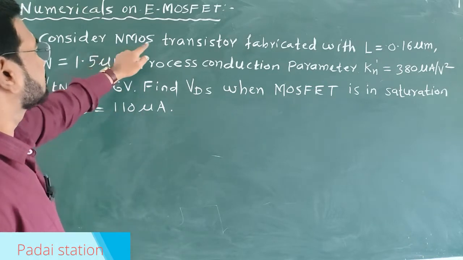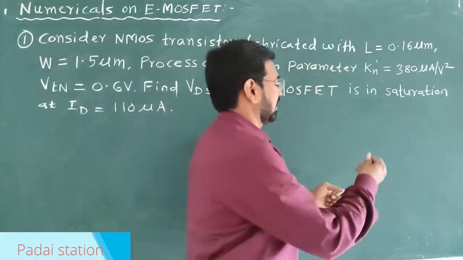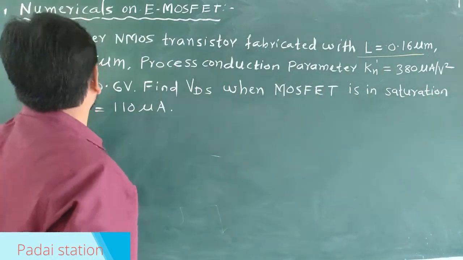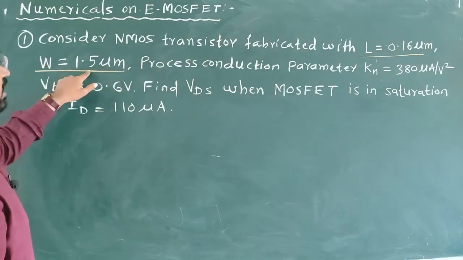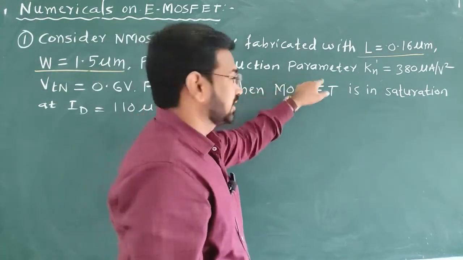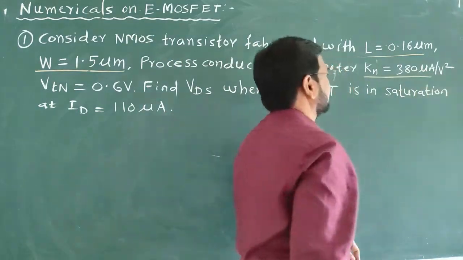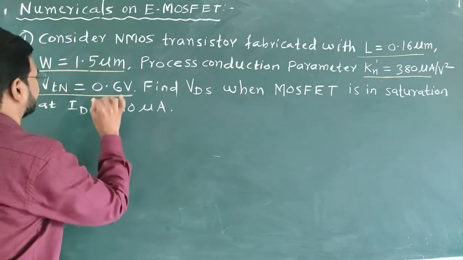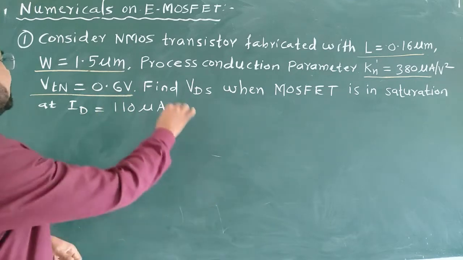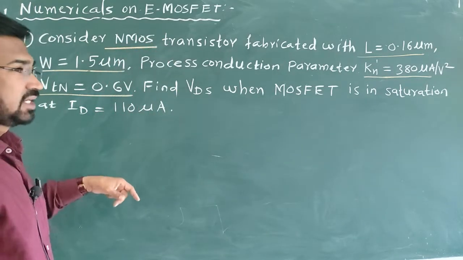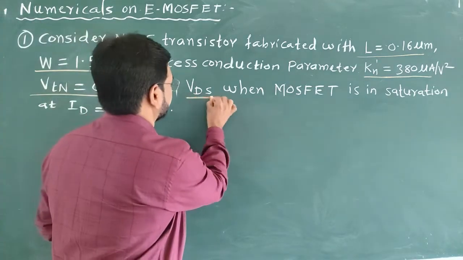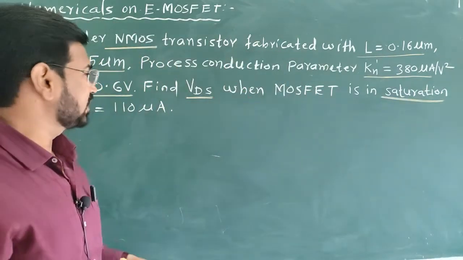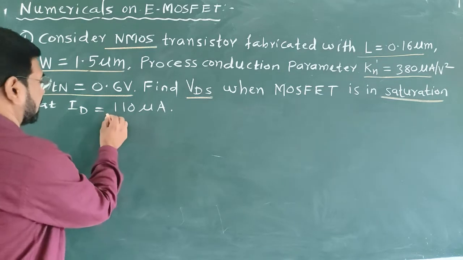Consider an NMOS transistor fabricated with L, the length of the channel, given as 0.16 micrometer, and width of the channel 1.5 micrometer. The process conduction parameter Kn dash is given as 380 microampere per volt square, and the threshold voltage Vtn is 0.6 volt, as it is an N-channel enhancement MOSFET. Find VDS when the MOSFET is in saturation. The transistor is in saturation and the drain current is 110 microampere.